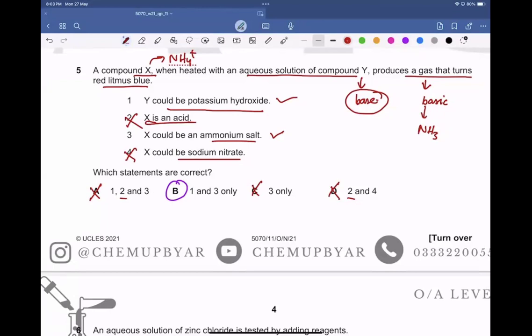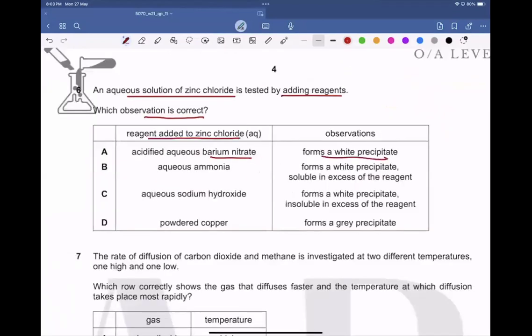Now, question number 6. An aqueous solution of zinc chloride is tested by adding reagents. What observation is correct? Reagent added to zinc chloride: aqueous barium nitrate. No, barium chloride would form and it doesn't give a white precipitate. So A goes wrong. Aqueous ammonia forms a white precipitate soluble in excess of reagent. Yes, that's what happens when we mix zinc chloride with aqueous ammonia.